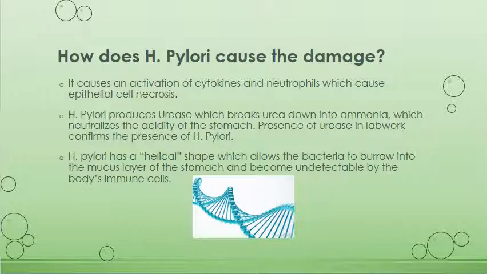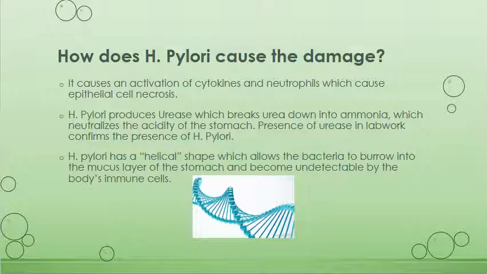How does H. pylori cause the damage? H. pylori is a bacteria, and it causes an activation of cytokines and neutrophils, which then cause epithelial cell necrosis. H. pylori produces urease, which breaks urea down into ammonia, which neutralizes the acidity of the stomach. Presence of urease in lab work will confirm the presence of H. pylori, because it's not going to be there if H. pylori isn't there.